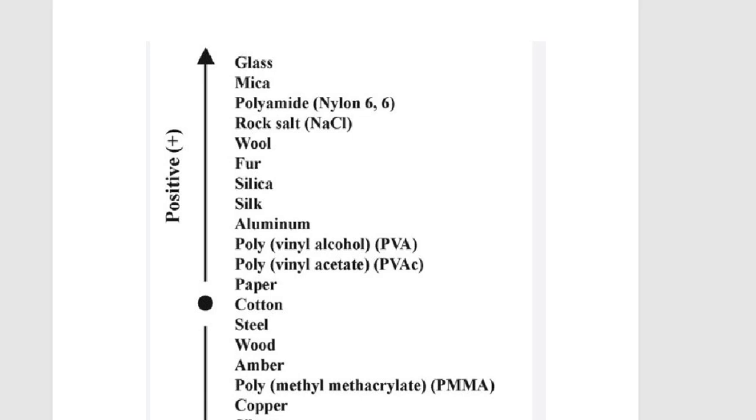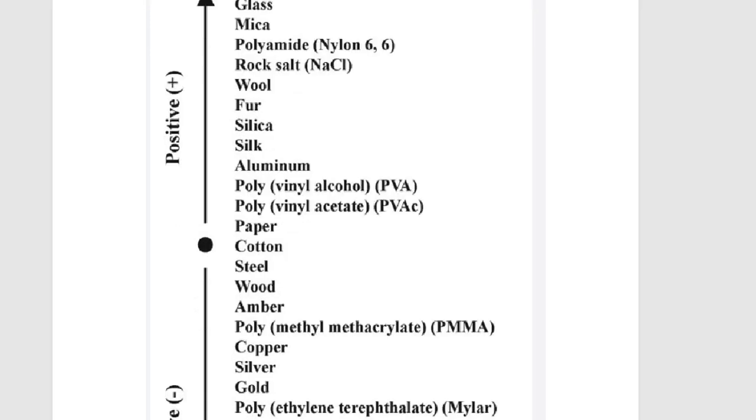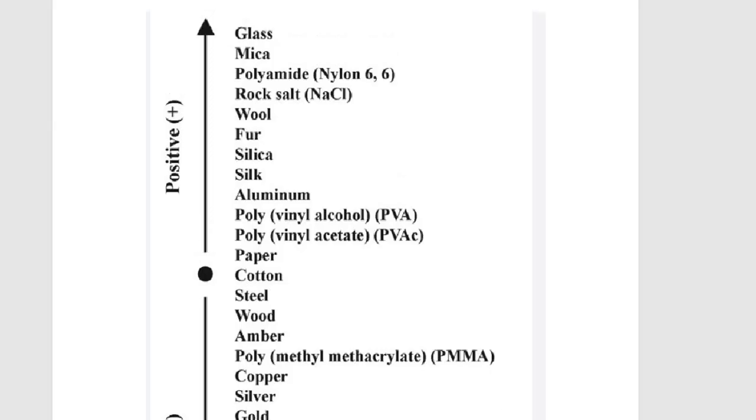You can see where wool is, right? You can see fur over there. You can see silk, right? You can see silk over here. Remember, you said when glass was rubbed with silk. Since glass is more positive, that means it has lesser electron affinity than what? Silk. Because if a material is positive, that means it has tendency to do what? Give out electrons. Are you following?